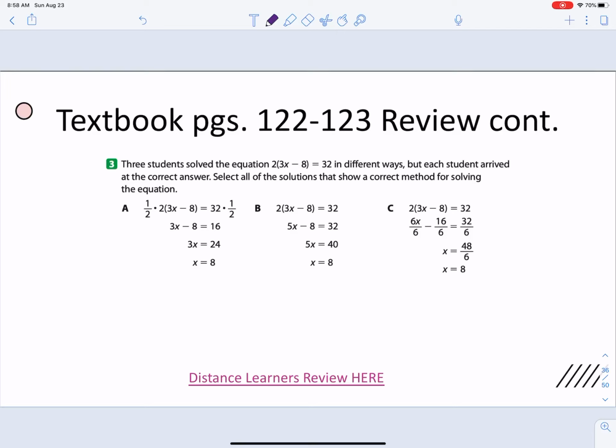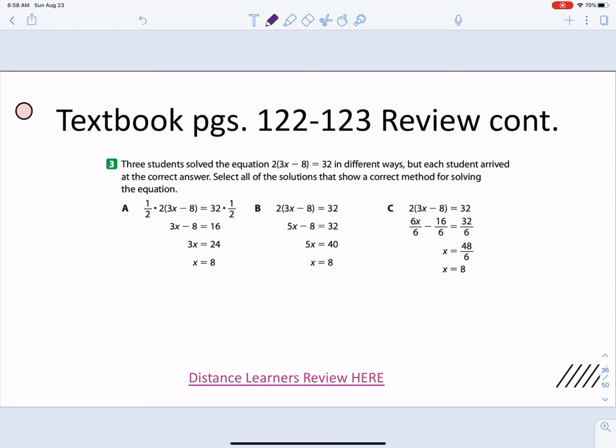Number 3. Three students solved the equation 2 times (3x minus 8) is equal to 3x in different ways, but each student arrived at the correct answer. Select all of the solutions that show a correct method for solving the equation. All right, so let's see what's correct.